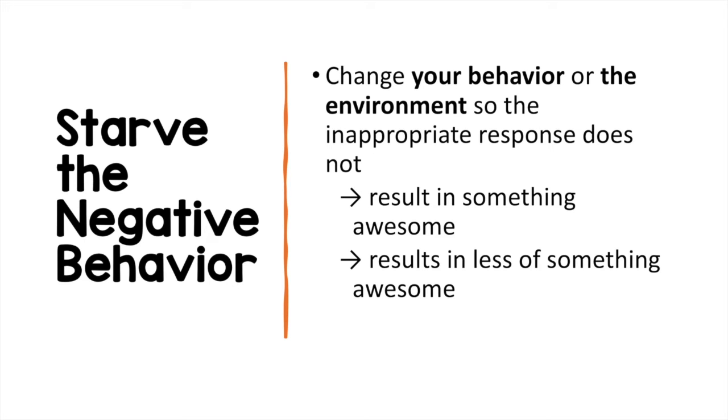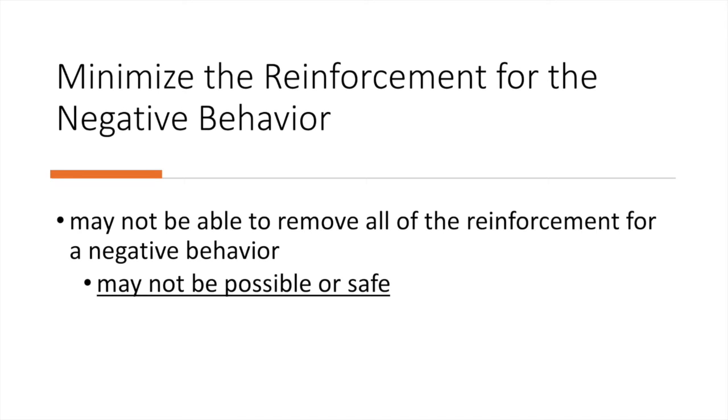So let's look at the first piece, starving the negative behavior. This means you're going to change your behavior or the environment so the inappropriate response either does not result in something awesome or results in less of something awesome. So we can do either, make it not work or not work as well. A lot of times, especially in a classroom setting, we're going to make it not work as well. Basically, what you're doing here is minimizing the reinforcement for the negative behavior. Because oftentimes we're really not able to remove all of the reinforcement for a negative behavior. It might not be possible or safe.